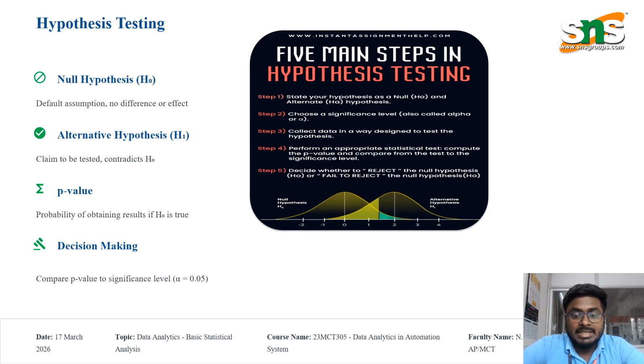We call the result statistically significant. If the p-value is greater than 0.05, fail to reject H0. An example we can use: did the new controller tuning reduce average cycle time compared to last month?